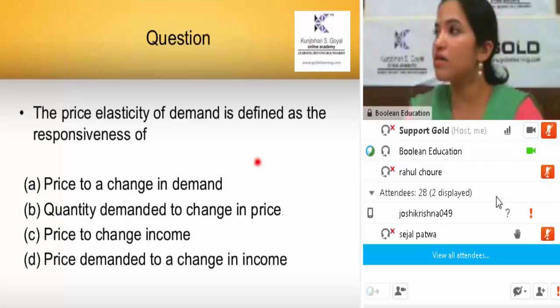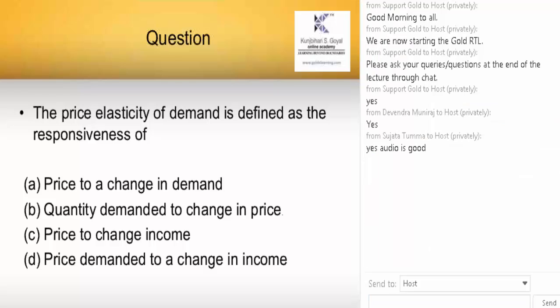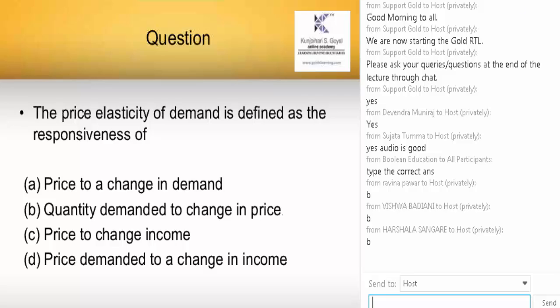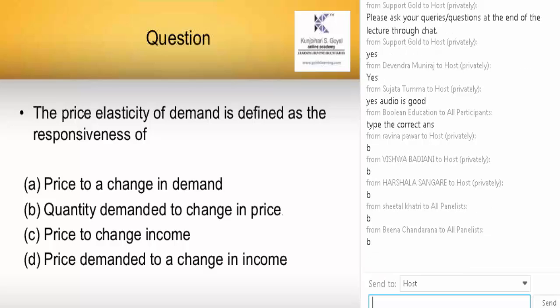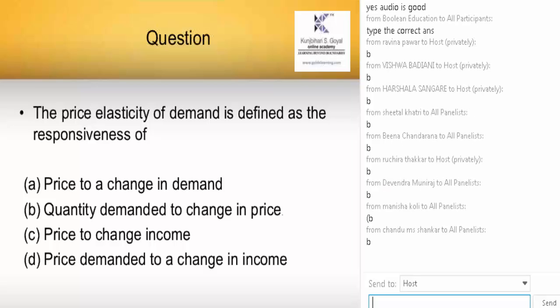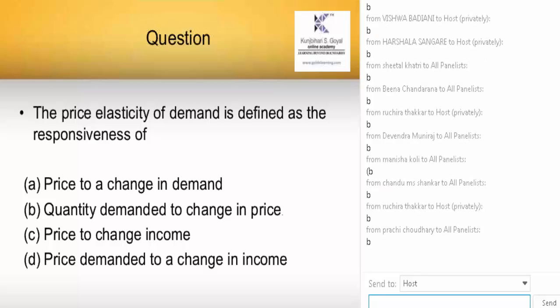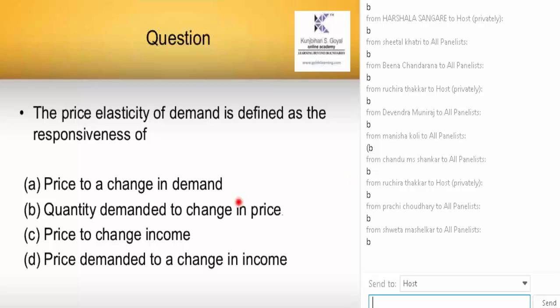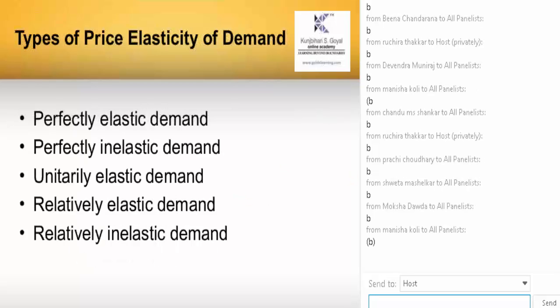Can you answer the correct option answer for me? Yes, chat box में write the correct option answer. Right, the correct option answer is B, simply because quantity demanded by change in price. Remember the formula which we have used, quantity demanded था, उसको हमने किससे divide किया था? By price. Hence the correct option answer is B. Right? चलिए, now let's go to the next slide.